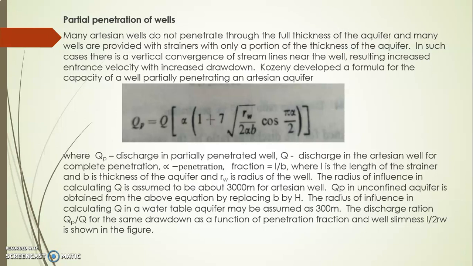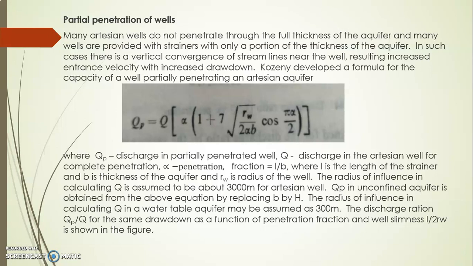Qp equal to Q into alpha times (1 plus 7 root of rw by 2 alpha b, cos pi alpha by 2), where Qp is the discharge in the partially penetrating well, Q is the discharge in the artesian well for complete penetration, alpha is the penetration fraction L by b, where L is the length of the strainer and b is the thickness of the aquifer, and rw is the radius of the well. The radius of influence in calculating Q is assumed to be about 3000 meters for an artesian well.